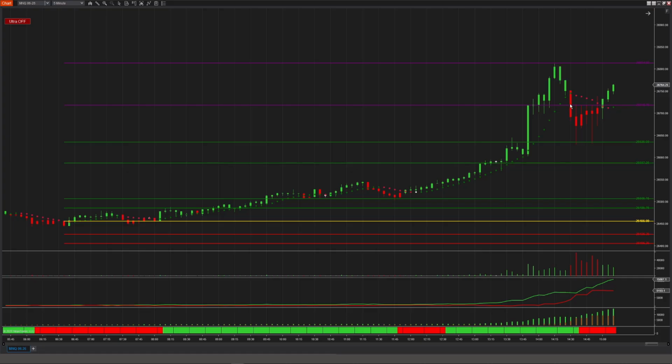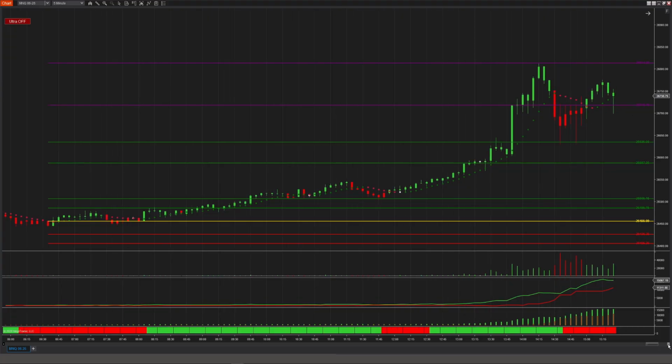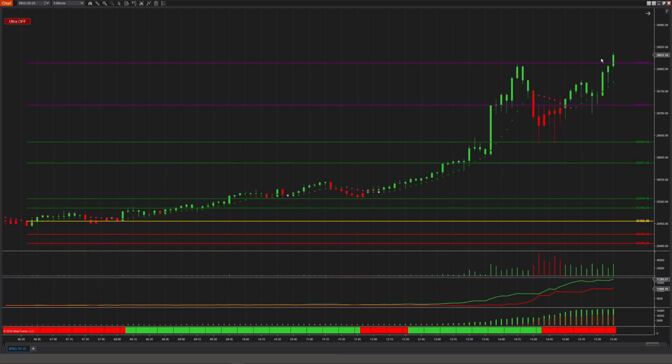So we could have taken a trade here, scaled in here, and then we would be looking at this as a target, and then as we know, it also pulled right back up to hit the top target, which is the purple level on the top. So that's ultra from there, the dynamic ultra.